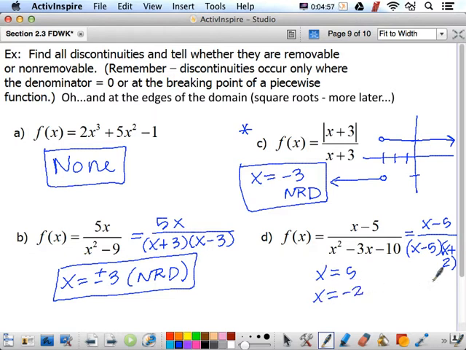One of those is removable. Which one? Yeah, it's a hole because you can actually see it, I could remove it with algebra. So this one's removable because it's a hole. And -2 is non-removable because it's behaving as a what? Vertical asymptote. Perfect.